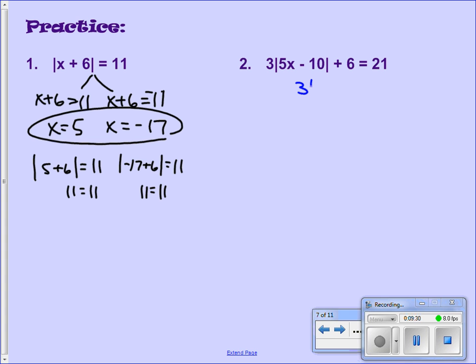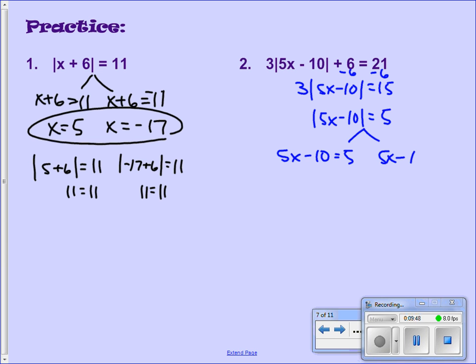Checkpoint number 2, though, my absolute value expression isn't by itself. You've got to do that first. Subtracting 6 on both sides would give me 15. Dividing both sides by 3. And now I've got my absolute value problem by itself, and I can do my positive answer and my negative answer. And that means 5x equals 15 and x equals 3. And here 5x equals 5, where x would equal 1.